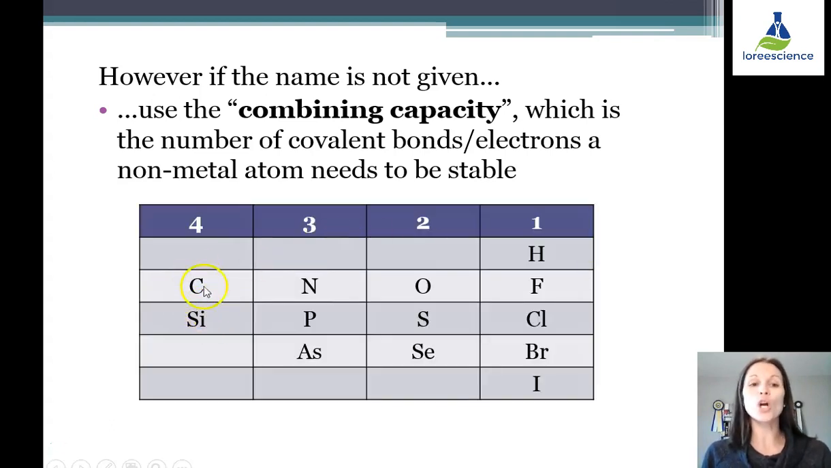So for example, carbon has 4 valence electrons. It needs 4 electrons to complete its outer shell. Therefore, it has a combining capacity of 4. Oxygen has 6 in its valence shell. Therefore, it needs 2, so its combining capacity is 2. You don't need to memorize these. Just use the trends in the periodic table to help you look them up.